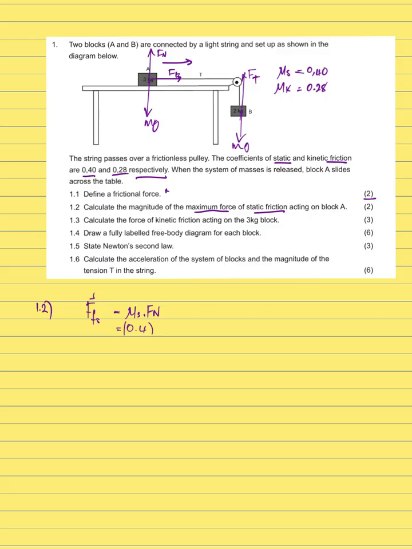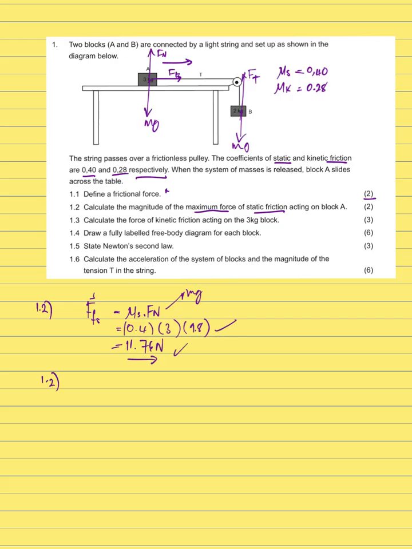So Fn is mg. Whatever my mg value is, my Fn value. So my mg value is 3 times 9.8. I'll pop that into my calculator and I'm going to get 11.76 newtons. And that's the maximum amount of static friction. So that's 2 marks there.